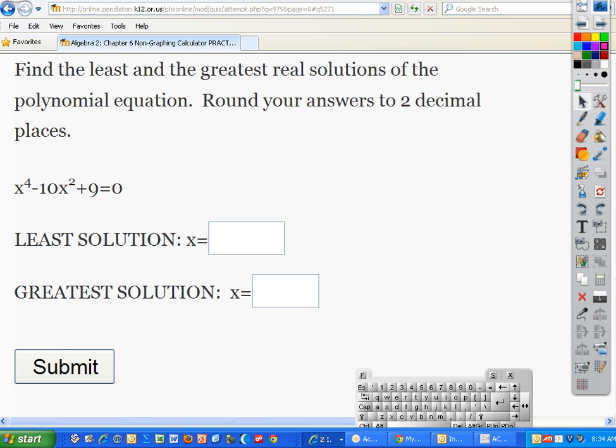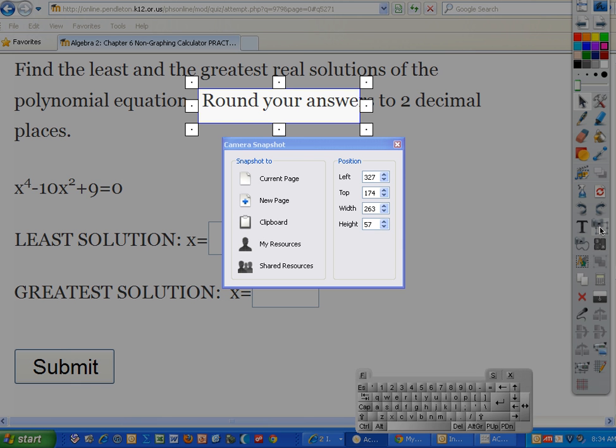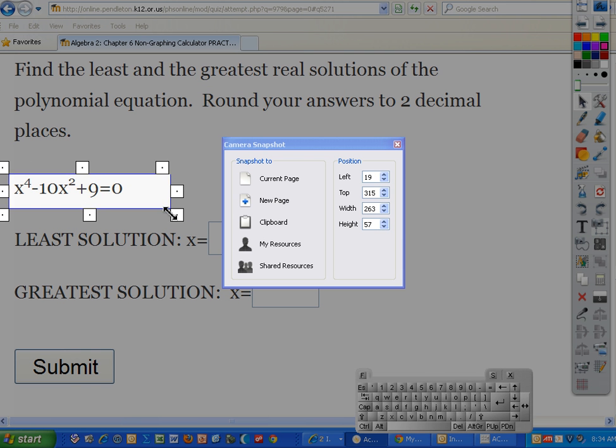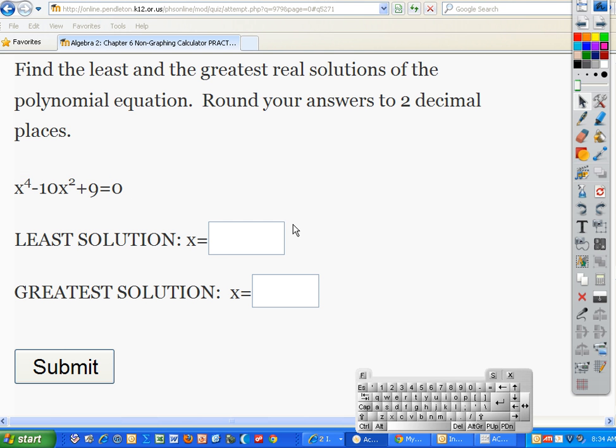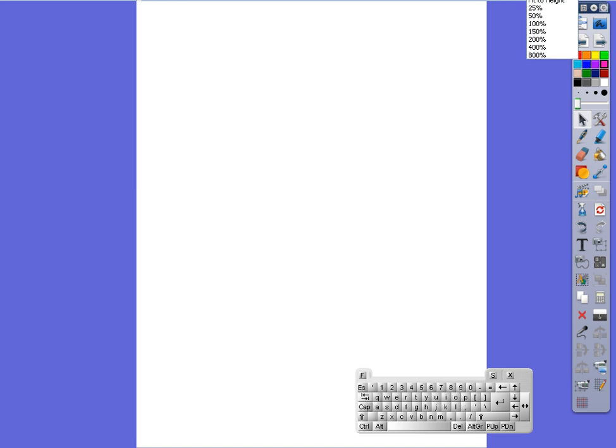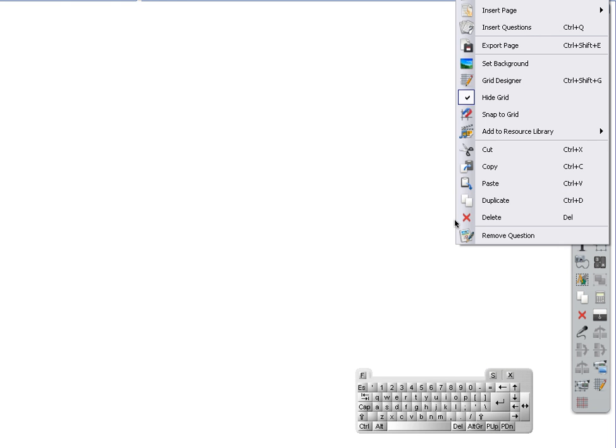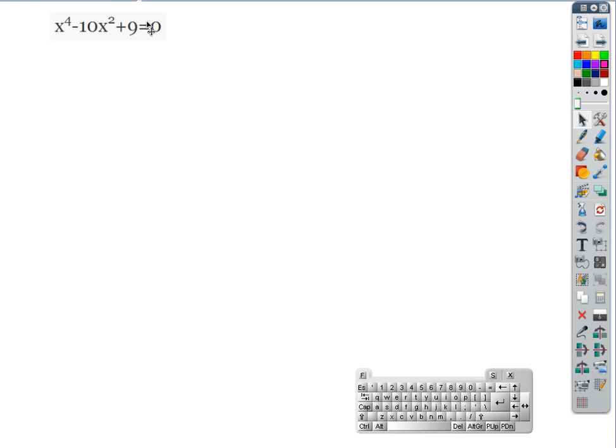Find the least and greatest real solutions of the polynomial equation. Okay, so we're going to find all the solutions and we're just going to input the furthest left and the furthest right. Okay? Least and the greatest. So how are we going to do this one? Now we went through all the strategies yesterday, so that's fresh in your mind. What's our strategy for that?